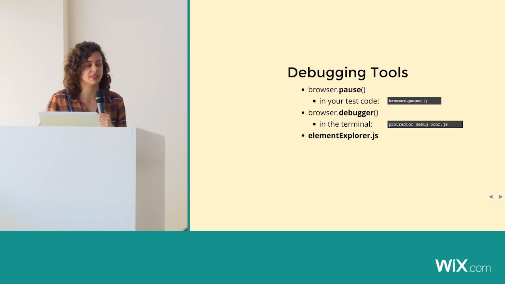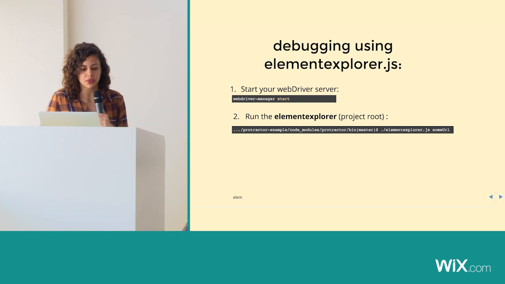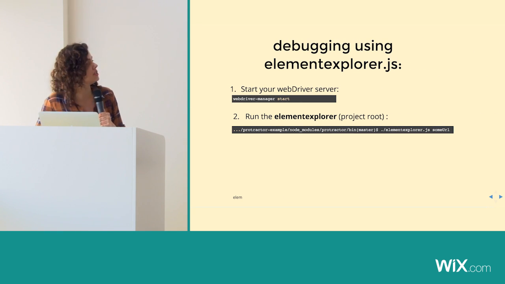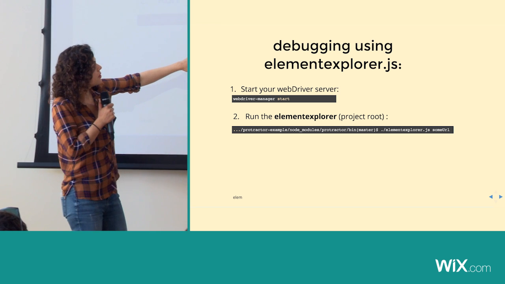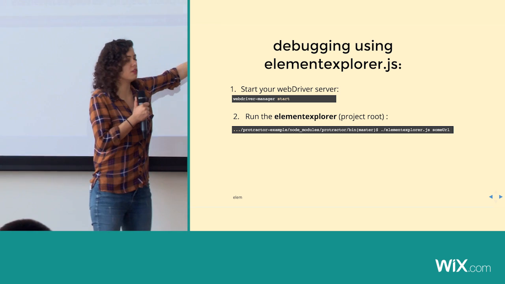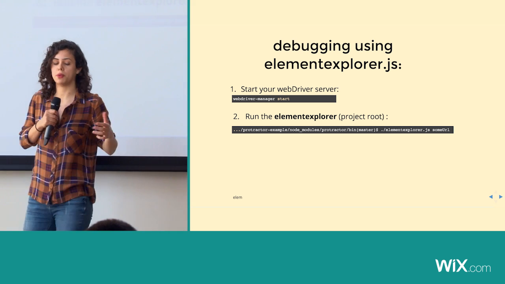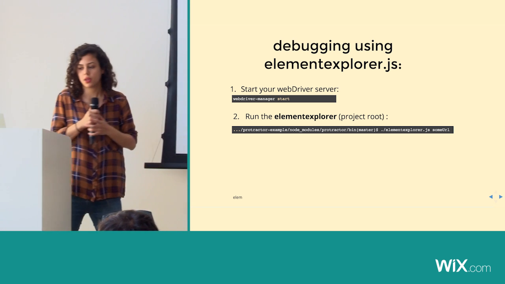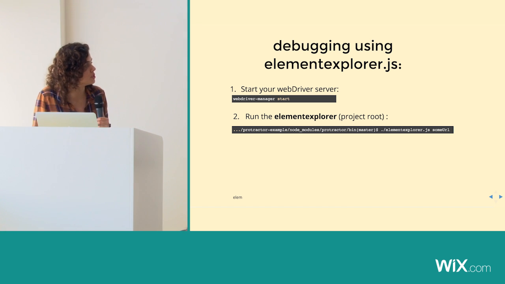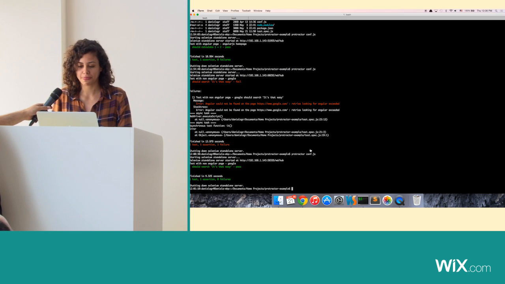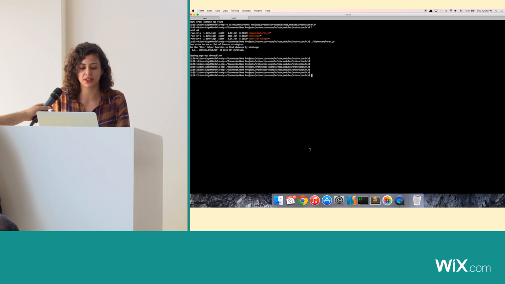I'm going to show a live example regarding the Element Explorer. In order to use the Element Explorer, we need to start the WebDriver, and then we can use the Element Explorer and give it some URL which describes the page that we want to explore. The Element Explorer is in the Protractor bin, which is in our node modules directory.